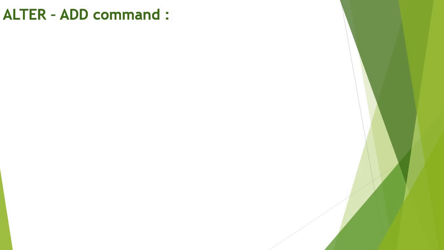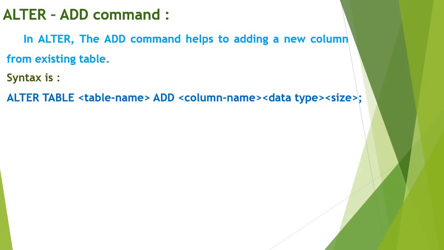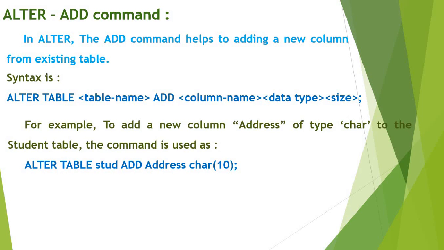What is the use of the add command in alter? In alter, the add command helps to add a new column into the table. The syntax is: alter table, table name, add, column name, data type and its size. For example, to add a new column, address of type character, to the student table.